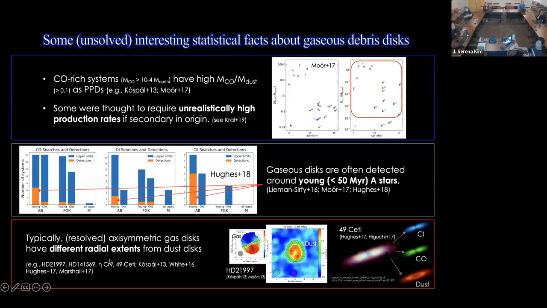And the other interesting fact is that asymmetric gas disks typically have an extended radial distribution compared to dust disks. So it's surprising, because co-location between gas and dust is expected if we assume the gas and dust are coming from a secondary origin. Anyhow, these characteristics are important because they give hints to understand the origin of the unknown source of the gas.